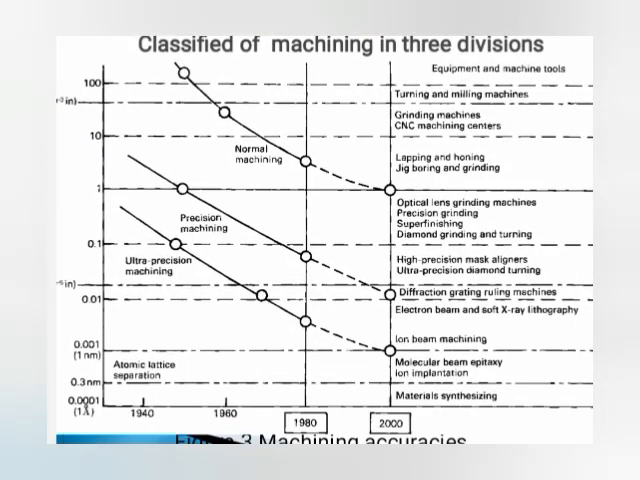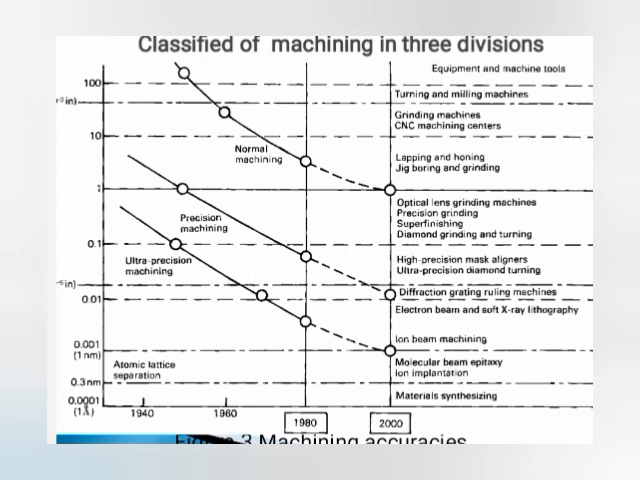Next, machining is classified into three divisions. You see the values in microns; as you know, one thousandth of a millimeter equals a micron. You see the manufacturing methods: normal machining, precision machining, ultra machining, and atomic lattice separation. You see the equipment and machine tools. For normal machining we use turning and milling machines, grinding machines, lapping and honing, etc., where the surface finish is higher.